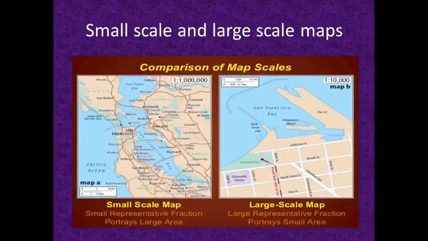Small scale and large scale maps. You can compare here. A comparison of the map scale is shown. Can you see? To the right, you have the large scale map, and to your left, you have the small scale map. The small scale representative fraction portrays large areas, and on the right, the large scale representative fraction portrays small areas.